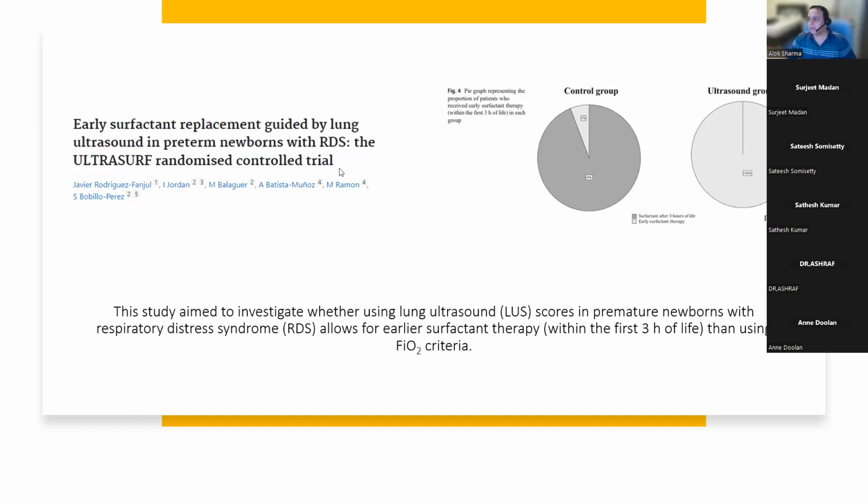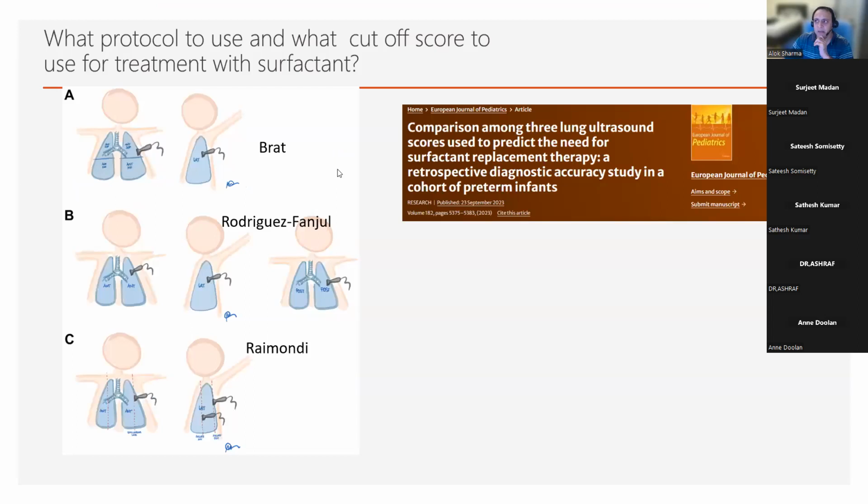Now, the question from our perspective is, what does the evidence say? Well, there's a very nice study by Raimondi, which looks at the comparison between three lung ultrasound scores, which includes Bratt's and Raimondi's protocols, which had anterior and lateral regions. Bratt did the anterior superior, anterior inferior, and lateral region. Raimondi did the anterior and lateral regions with the probes kept at specific places. But Rodriguez did anterolateral and posterior.